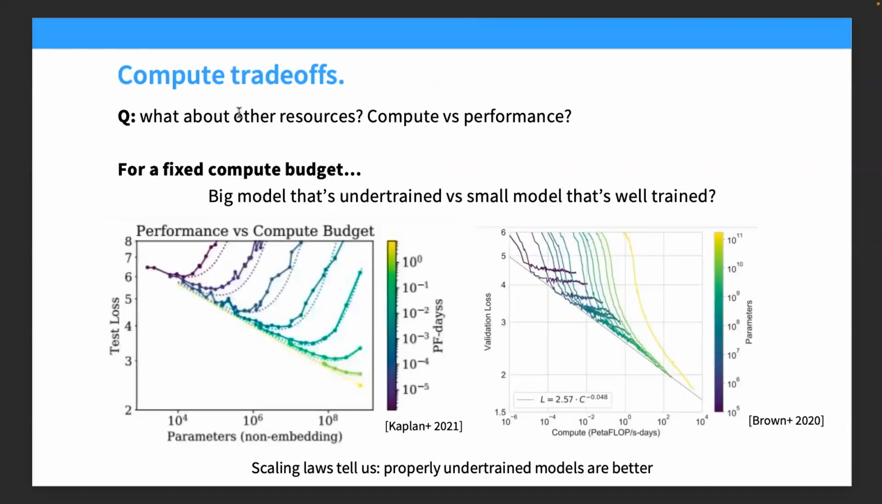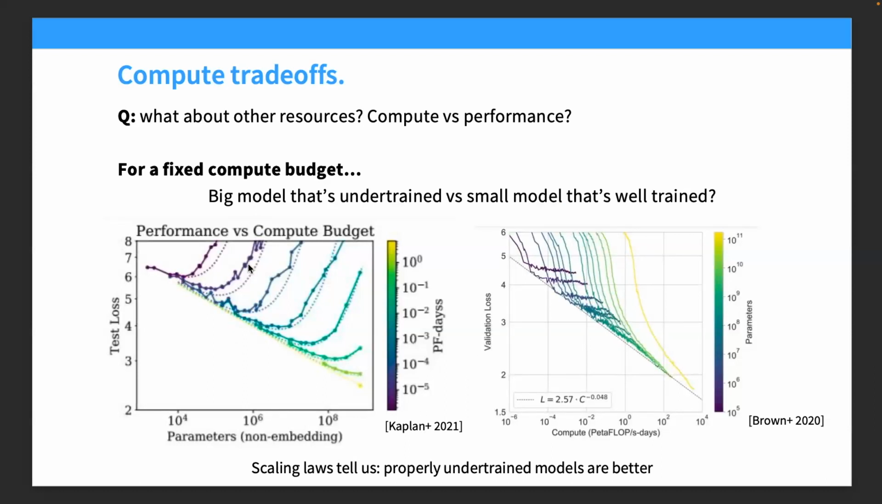There will also be a compute trade-off. For a fixed compute budget, should you train a bigger model, increasing your model size, or should you train a smaller model and run it for more steps? You can train it iteratively, run more epochs, run more steps for that.